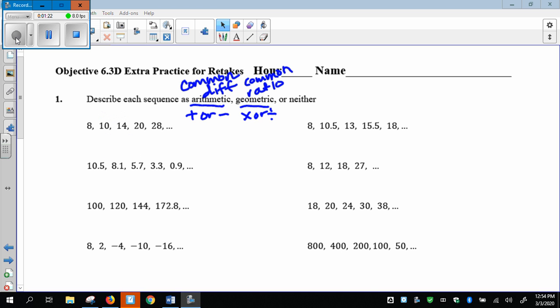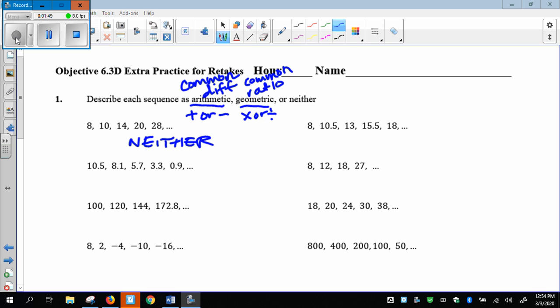Now to check and see if this is geometric, I'm going to divide. See if there's a common ratio. So I'm going to do 10 divided by 8, which is 1.25. Then I'm going to do 14 divided by 10, which is 1.4. And again, it's not the same amount, so this is not a geometric sequence either. So I'm going to say this one is neither.